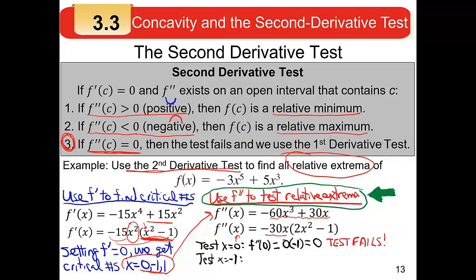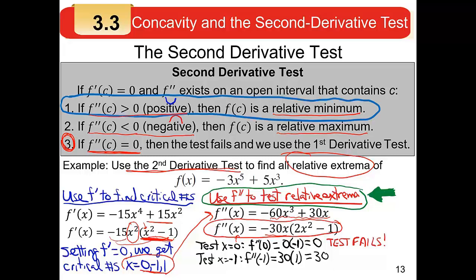Test the next one. The next one is minus 1. If you plug minus 1 back into the second derivative, remember we're plugging into the second derivative, you end up with 30. 30 is a positive number. That means you're in case 1 up here now. You're in case 1 where the second derivative is positive. That means you've got a relative minimum. Now we've tested 2 out of the 3 critical numbers.